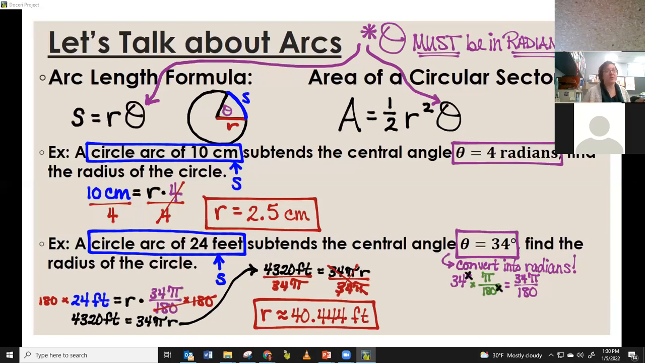Be really careful about how you put this into the calculator. Some calculators will automatically just assume that you're multiplying by pi instead of pi being in the denominator. And so that's what could be throwing things off.